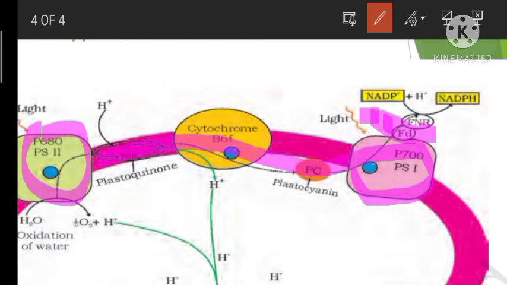Along with that, what is also required for the reduction of NADP? Hydrogen ion is required. So from where is the hydrogen ion used up? From the stroma. So this is the stroma, isn't it? So from the stroma, the hydrogen ion is used for the reduction of NADP to NADPH and H+. So what happens? The hydrogen ion concentration present in the stroma will be decreasing.